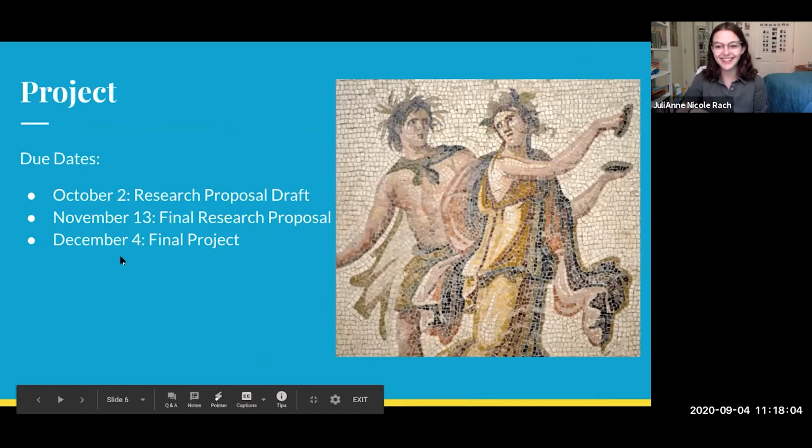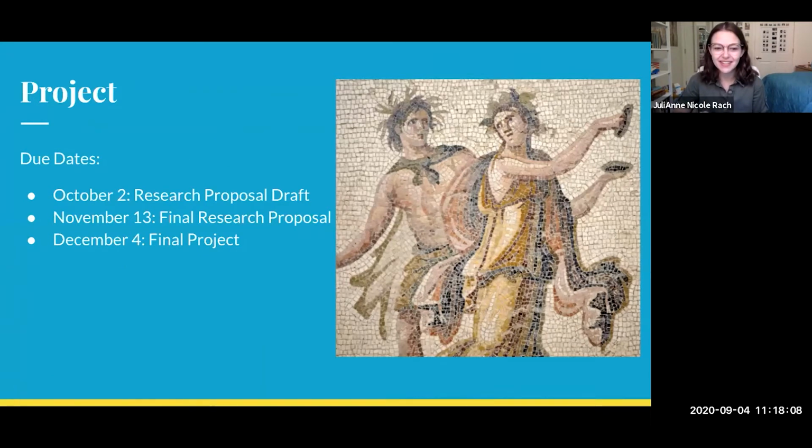So here are the due dates. As you can see, the first one's not until October, and that's the draft. But these are all already up on D2L on the syllabus as well.